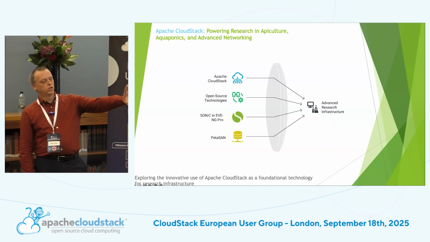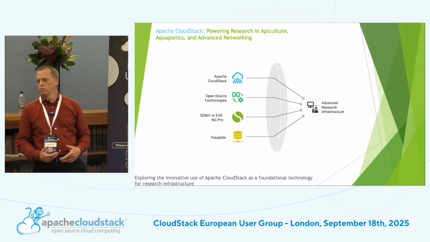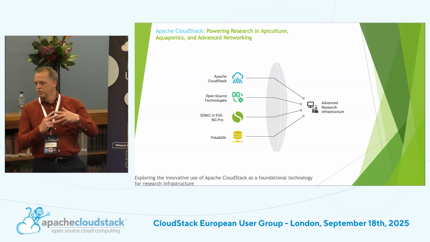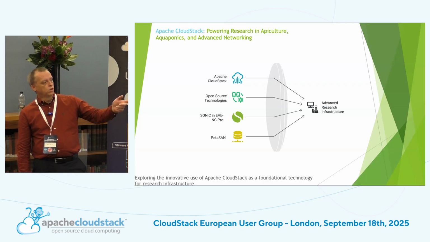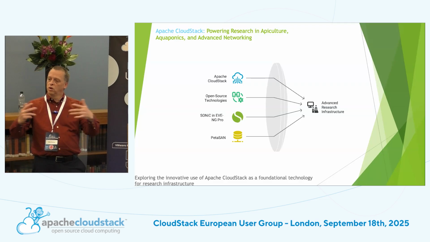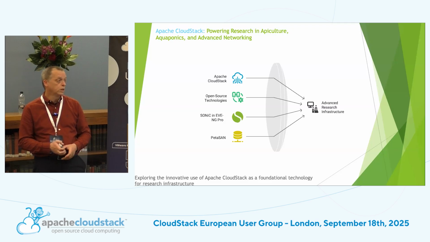So I've got a combination of Apache CloudStack and open source technologies. I'm using SONiC and I'm using EVE-NG Pro, if you're familiar with that. That allows you to build network simulation labs. If you've used things like GNS3 in the past, I've taken a slightly different approach with that and coupling things together. From a storage point of view, I'm using PetaSAN, which is primarily based on Ceph, and you've got overlays over the top that can do S3, NFS, SMB, etc., which are quite useful for what I'm doing.